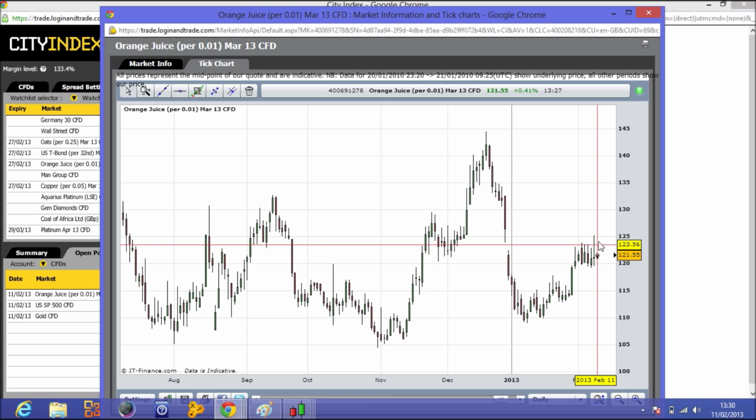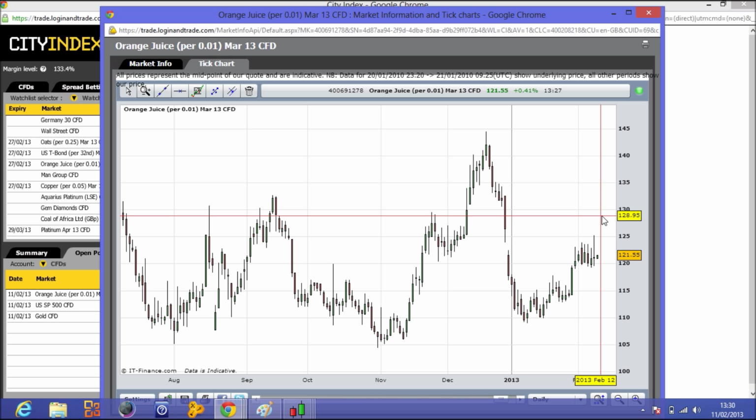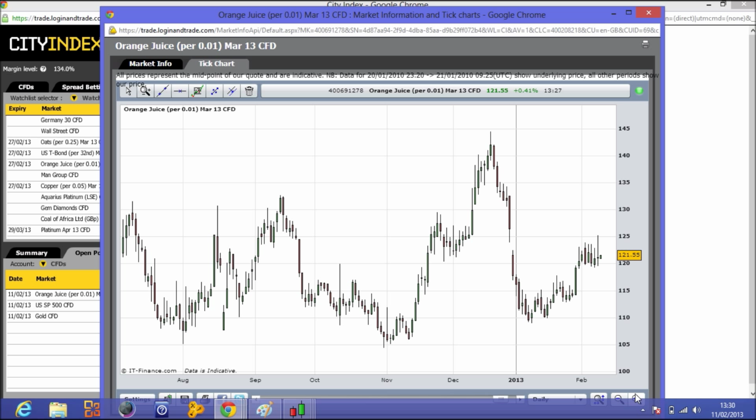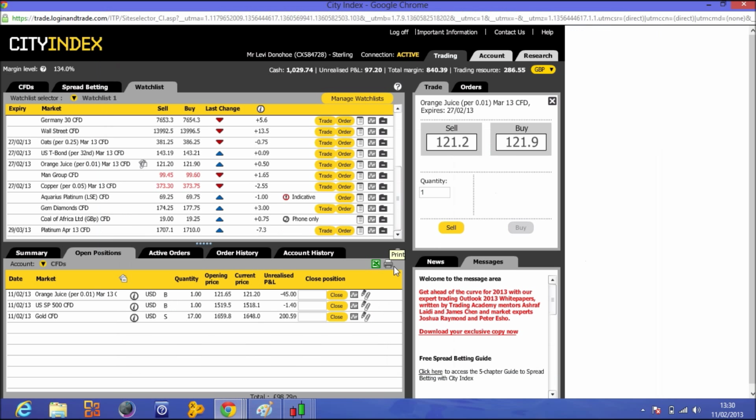On the orange juice, this is called a bull flag. I'd expect it to hit around 130 odd. That's what I would imagine on this orange juice trade. But we'll see how it goes. It may change, so we'll be nimble with that one.